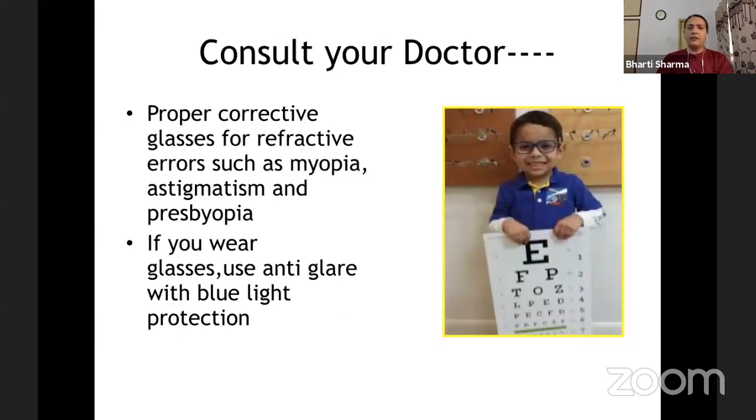So remember that if in spite of all these things you have problems, you are not able to see properly, you have eye strain, you then have to consult an ophthalmologist. You might need proper corrective glasses. You may be having some refractive errors like myopia, astigmatism, and older people may need glasses for the computers. If you are more than 40, presbyopia is a problem, and you may need glasses for the near work. So if many of you are already wearing glasses, tell your opticians to put an anti-glare coating on them and also blue light protection.